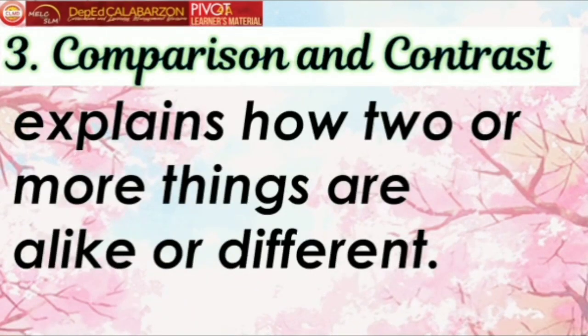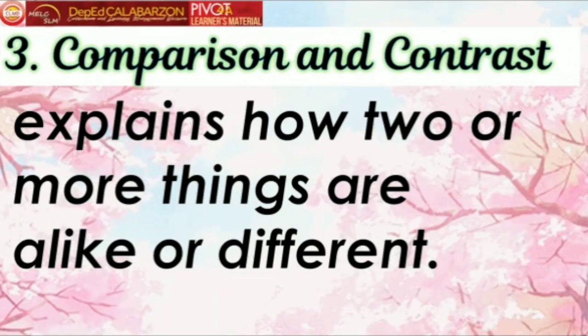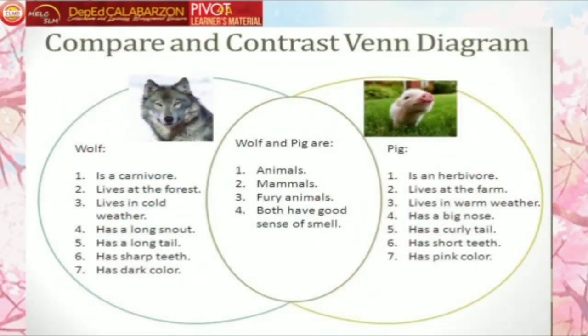The third one is comparison and contrast. This explains how two or more things are alike or different. In this example, you can see the differences and the similarities of the animals wolf and pig using the Venn diagram.